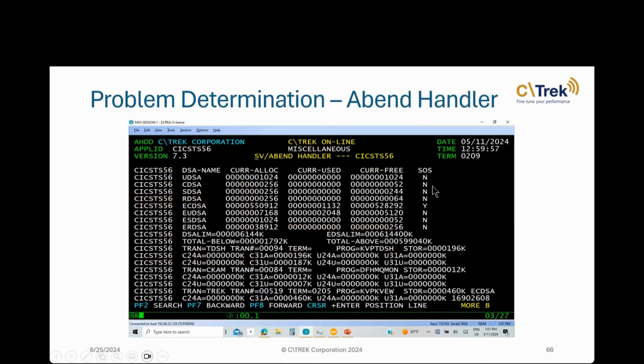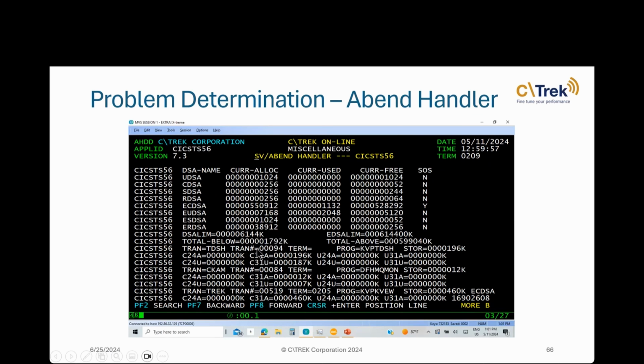For the short on storage, it'll tell you these are the DSAs that we have. This is the amount that's used, free, and so on. It'll tell you how much is available, which one is short on storage. Then it'll tell you how much you're using below, how much you're using above. And then it'll tell you every single task that you're executing.